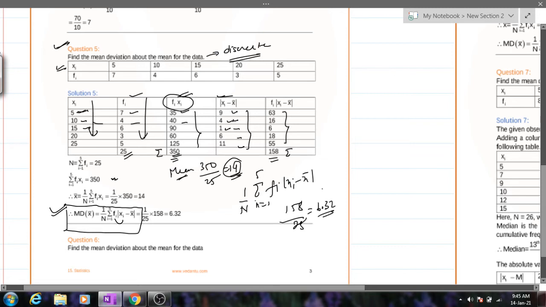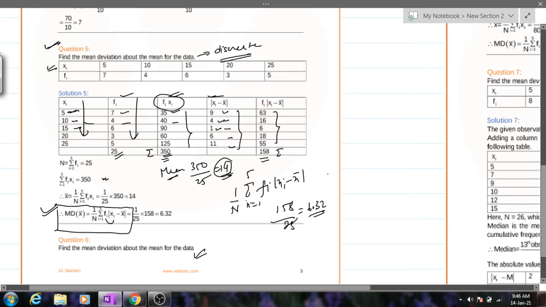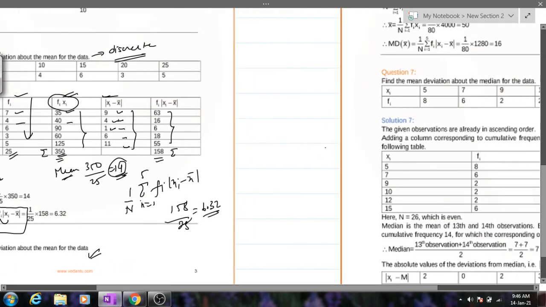I hope this numerical is absolutely clear to you and there are no doubts whatsoever. Okay, now the second numerical is the same one. You have to calculate the mean deviation about the mean. So let's see what the data looks like. For the time being, you'll have to copy this numerical. Please pause the video to note it down. Okay, then we'll move on to the next numerical, which is question number 6.